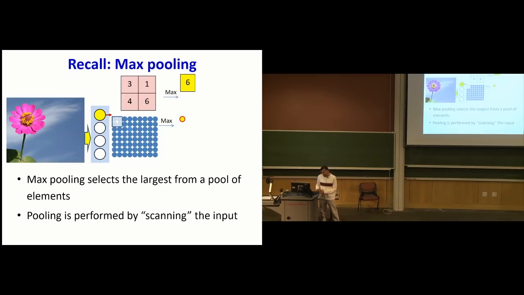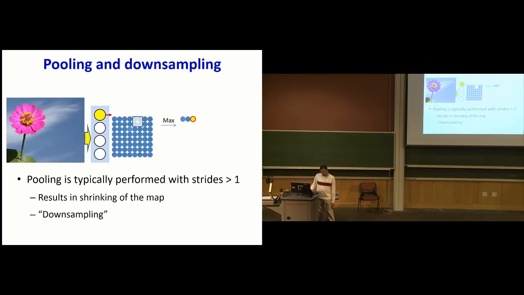And if you're performing max pooling, you're going to take the largest from the pool of elements and position it at the output. So here, for example, if you're looking at those four values, which are covered by the white patch, if those values were 3, 1, 4, and 6, the largest value is 6. So the output that you're going to compute is the value 6. And then you'd perform this as a scan, exactly as before. So this was the max pooling.